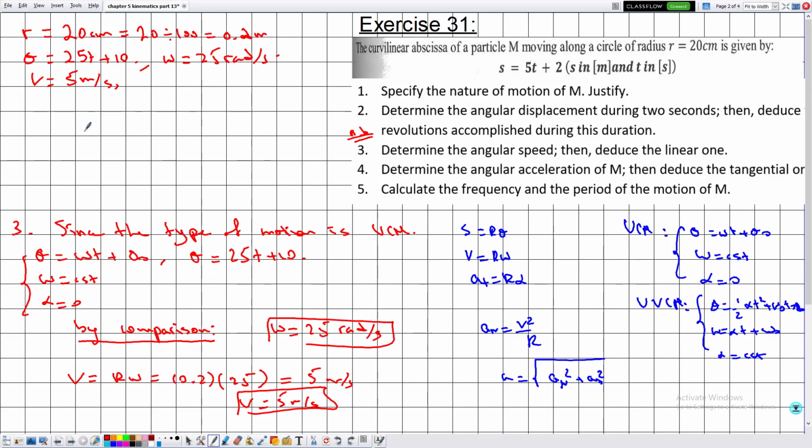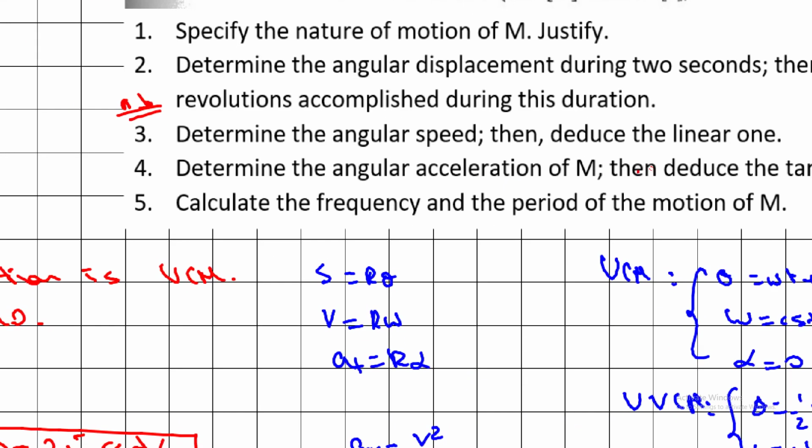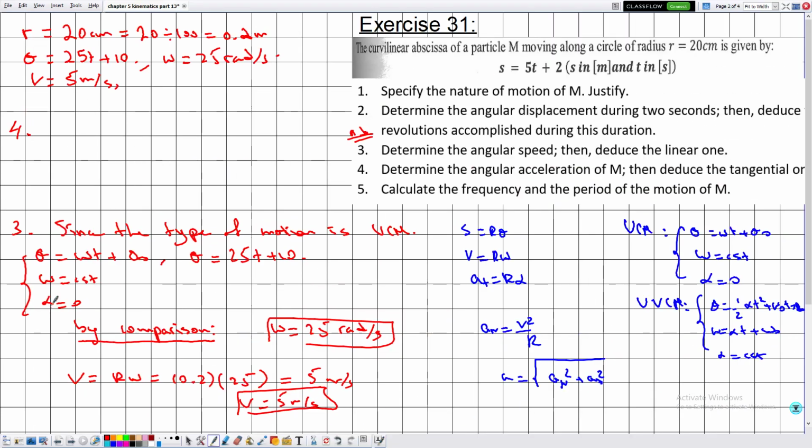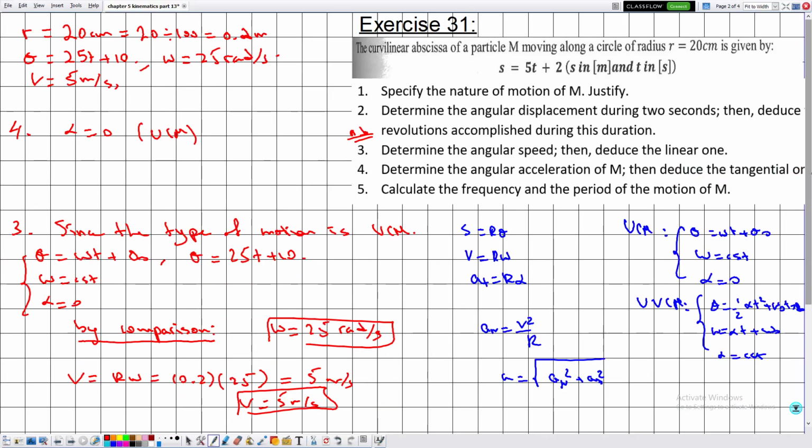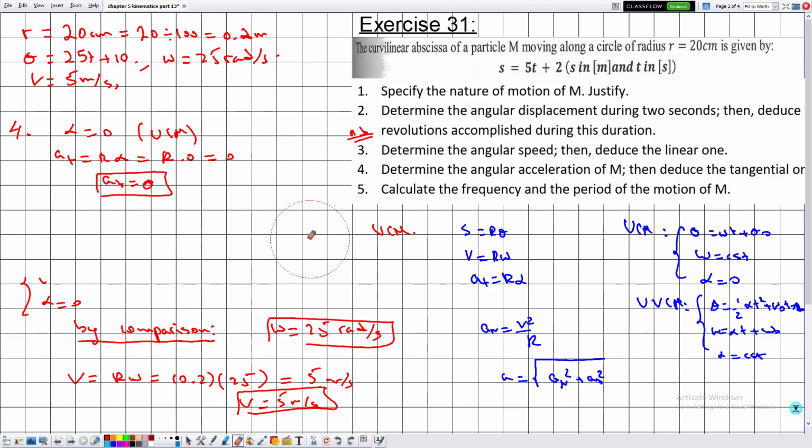So now in number 4 they are telling me to determine the angular acceleration of M. In this case, angular acceleration is equal to 0. The reason is UCM. Then deduce the tangential acceleration. So a tangential is equal to r multiplied by alpha, which is r multiplied by 0, which is equal to 0. This doesn't mean that the particle doesn't experience an acceleration. It does, because the direction of the velocity changes as the particle moves along a circle.